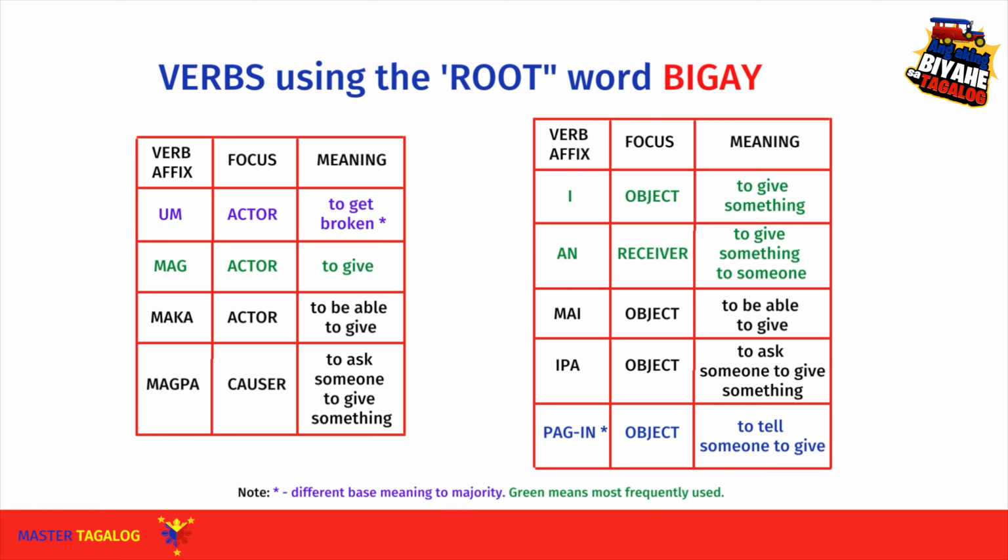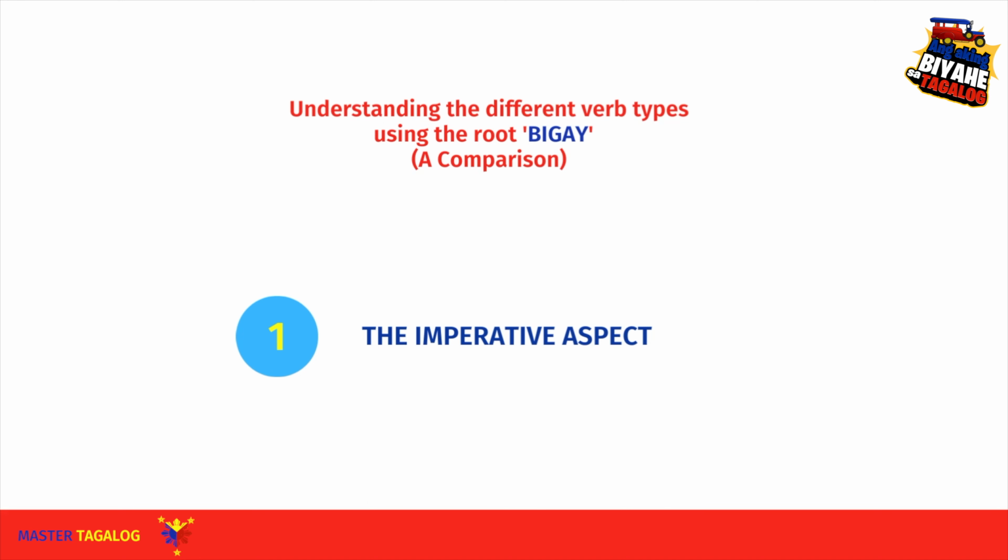Note, whilst these are the most common BIGAY verb affixes, they are used with differing frequency. So now you have the 9 most common verb affixes for BIGAY. Let's step through some comparisons. Firstly, the imperative aspect.